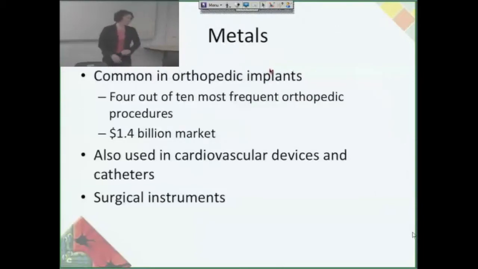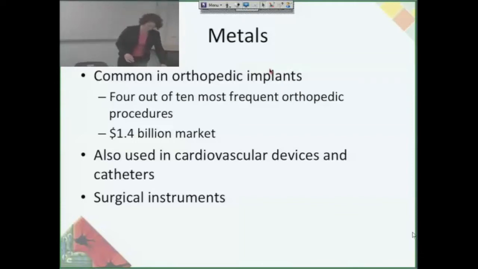So let's start with metals. Metals are extremely common in orthopedic implants and also in cardiovascular implants. In fact, 4 out of the 10 most frequent orthopedic procedures involve metals. It's a big market, and metals are also really common in surgical instruments, which is considered by the FDA to be a biomaterial. Although today we're going to be focusing mainly on implantable metals.